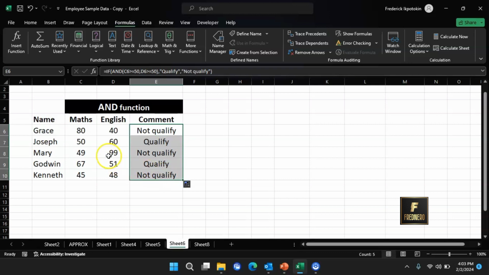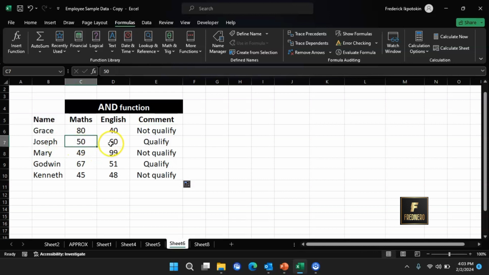Now let's check it out. Now you can see this one, Joseph, 50 was met, 60 was also met. So that means the person, Joseph, qualified. Mary did not qualify despite having 99 in English, 49 in mathematics. Now, this is how the AND function works. Both conditions must be met before it can give you true. If one of the conditions is not met, that means it's going to give you false.